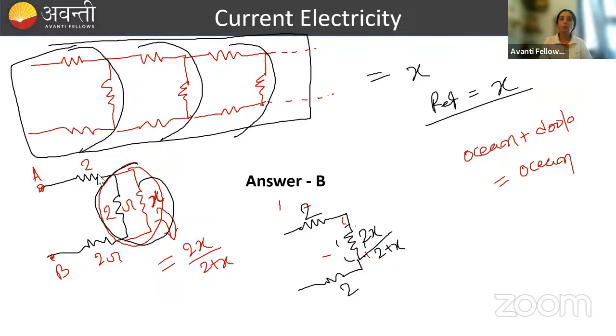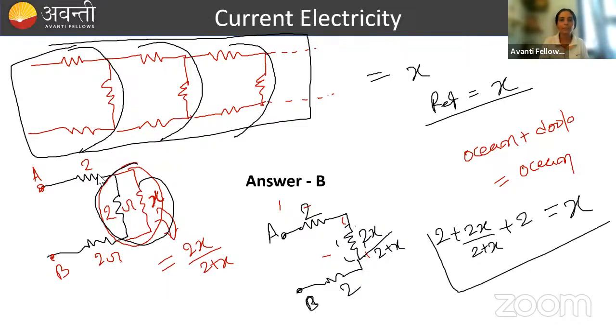Okay. So now these whole 3 resistors are in series. How do you add in series? You simply add all. So 2 plus 2X by 2 plus X plus 2, and again this is equal to ocean, that is X. So this I did. Now you need to solve this, right? Now tell me, did you understand?